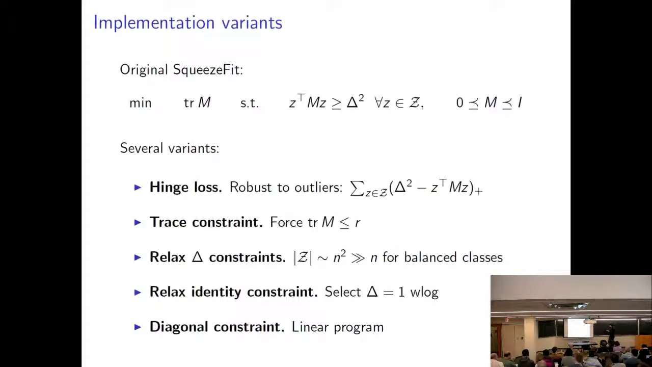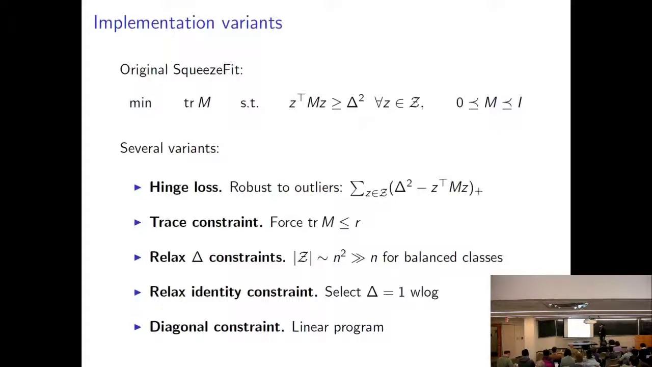In the real world, you're going to have like outliers. How do you deal with outliers? You fix SqueezeFit. You make it robust to outliers. So this constraint you lump into the objective the obvious way. You might want to have more control over the number of measurements you take in the end. You want to control like the rank or something. So you can throw this objective into the constraint and start twiddling with that.